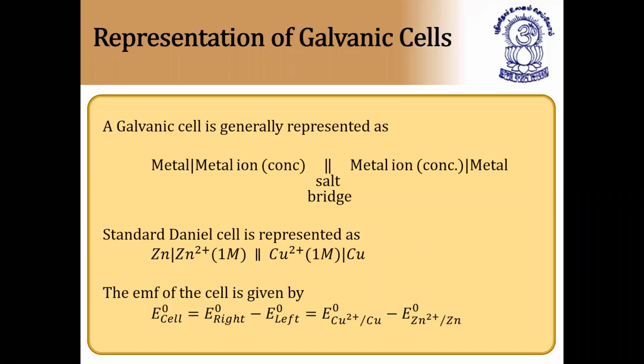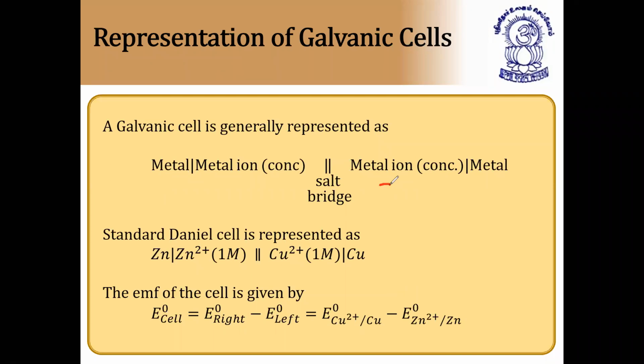So how is the galvanic cell represented? Very, very important this also, because if you don't know the representation, you cannot substitute in the numericals. A galvanic cell is represented as metal, metal ion with concentration, which you have to write in brackets. Salt bridge is indicated by double vertical lines. It indicates that a salt bridge is present. And metal ion, that is the reduction, and concentration, that is molarity, is kept in brackets, and then metal. So on the right hand side we write reduction. Always right hand side cathode, left hand side anode.